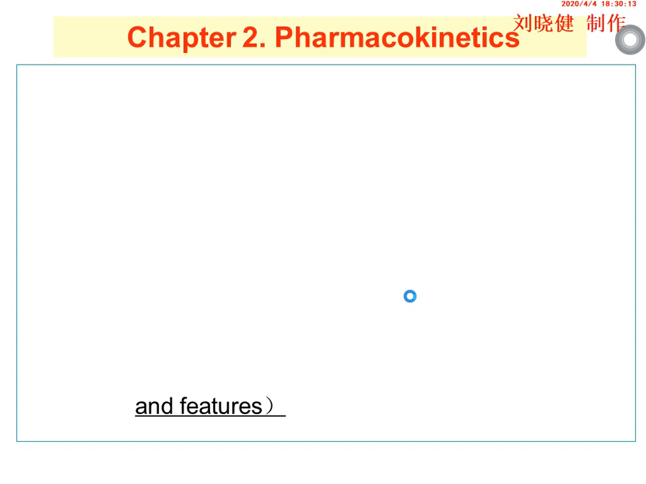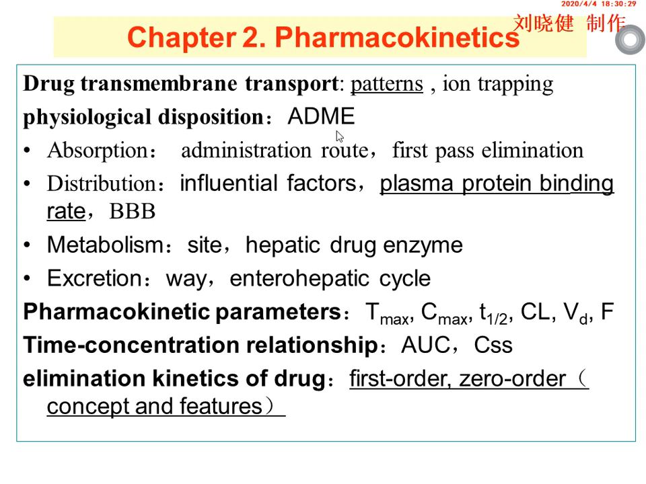In that chapter, you learned what pharmacology means, and what pharmacokinetics and pharmacodynamics mean. In chapter 2, you mainly studied some terminologies and regularities about pharmacokinetics. Pharmacokinetics means what the body does to the drug after administration. The drug enters the body, but it is an exogenous substance. The body will mobilize many mechanisms to remove the drug out of the body.